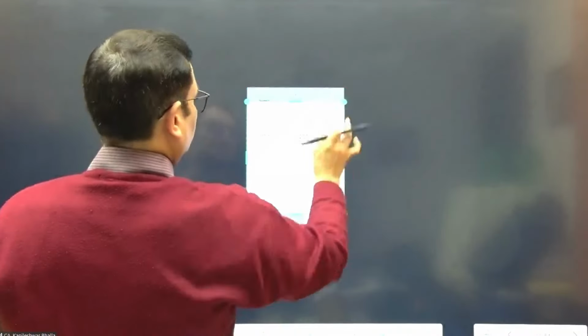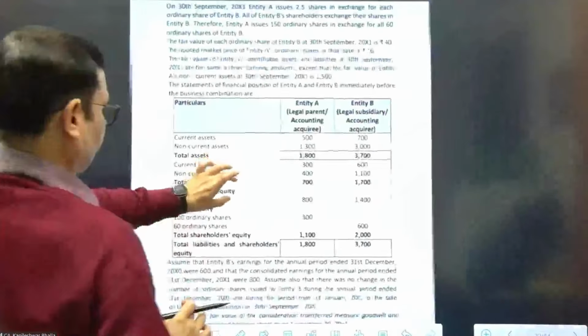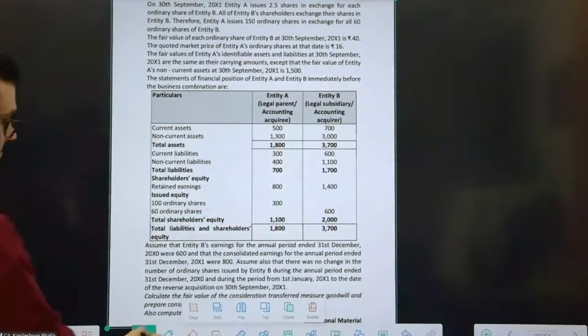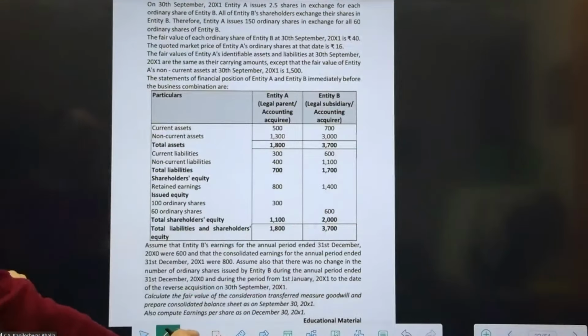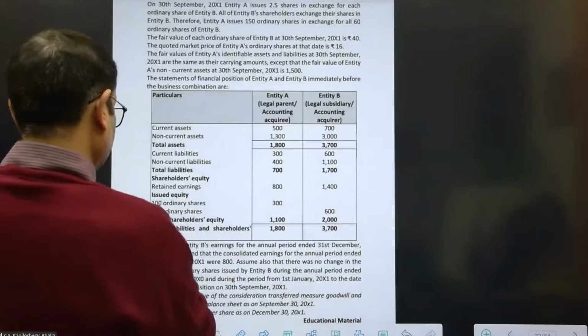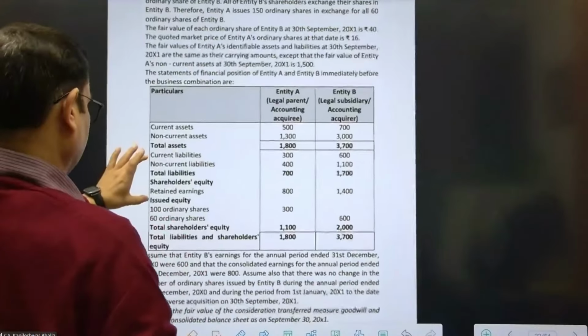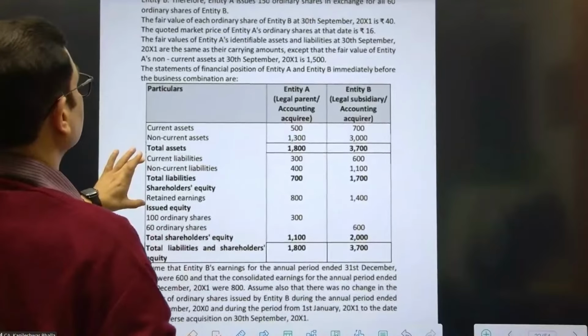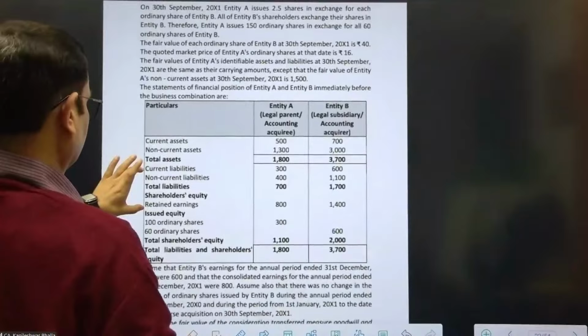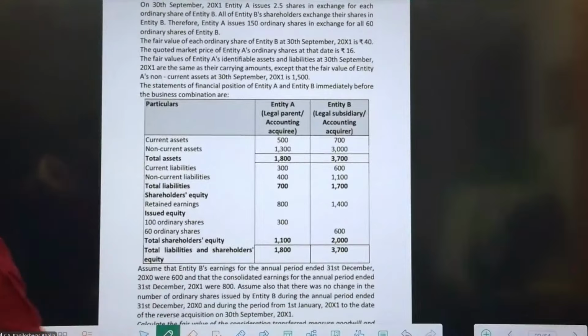Let me zoom this to the extent we can. Yes, visible, right? Is it good to go? No, sir. Not visible. Let me then slightly cut it down. I'll cut down the requirement of the question. Yes, now visible. Fine.